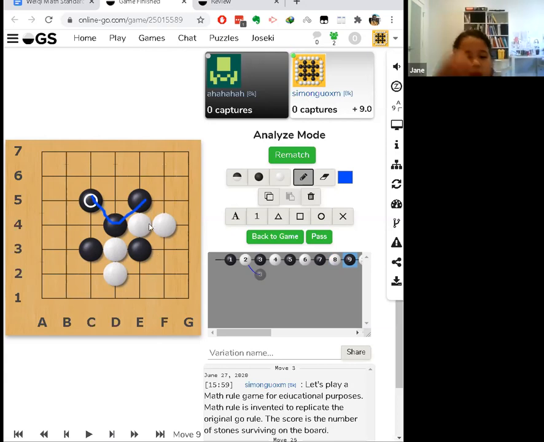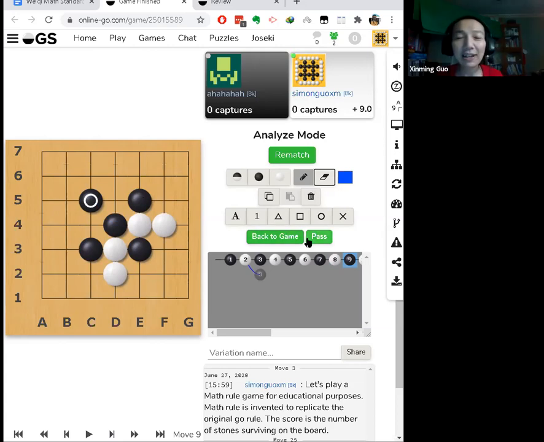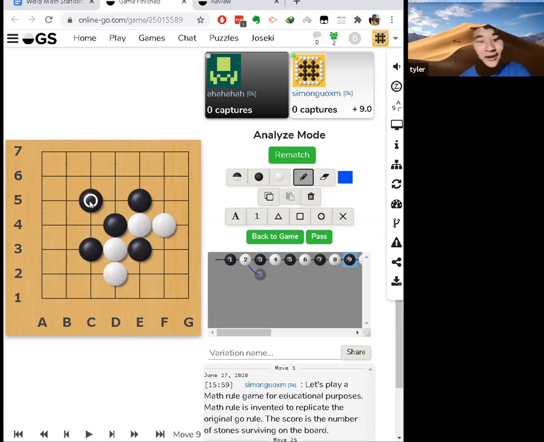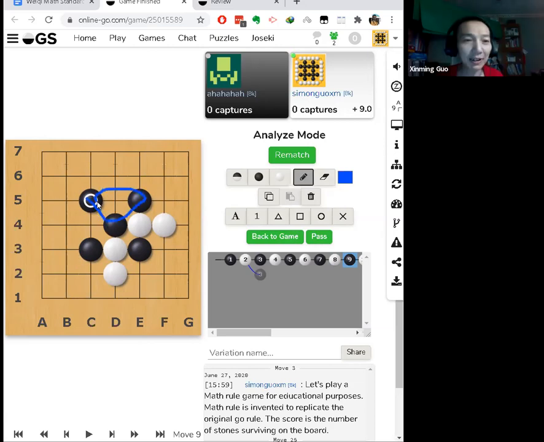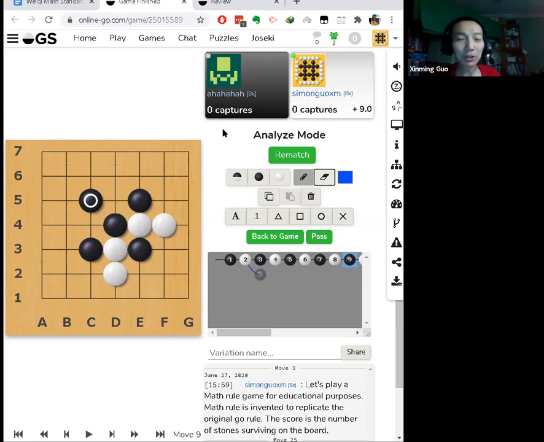Tiger's mouth. Oh yeah, a tiger's mouth. We usually use the tiger's mouth to protect your cutting point. So for black, you have two cutting points, and you play here, and now there are one tiger's mouth here, another tiger's mouth here. So this is a double tiger's mouth, and you protect your two cutting points.